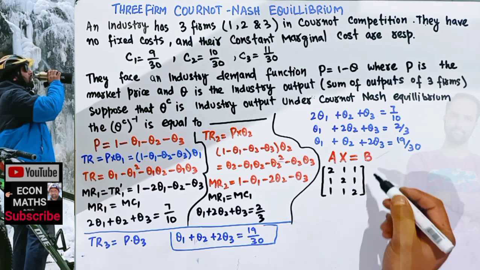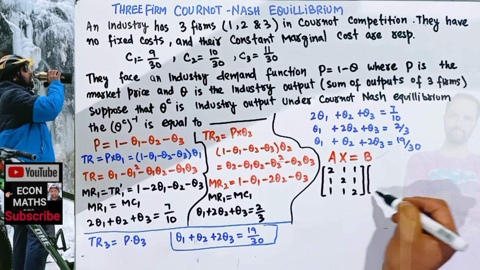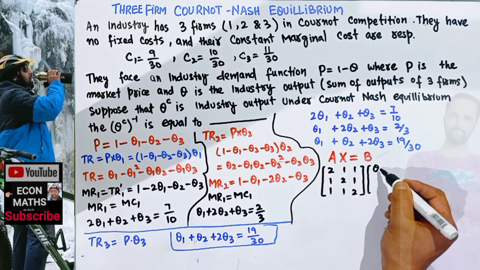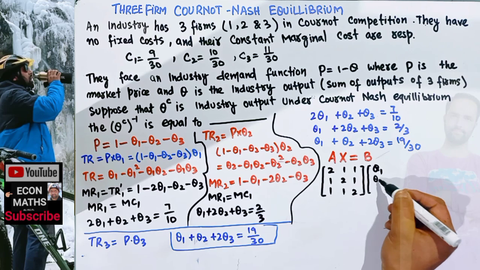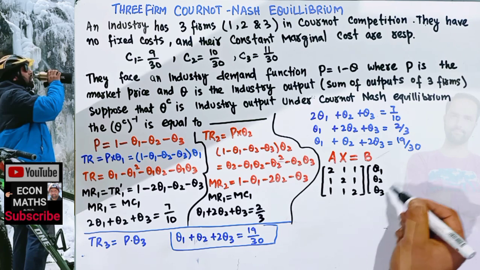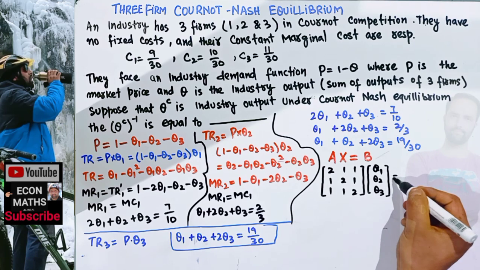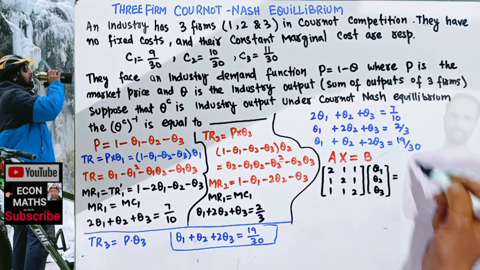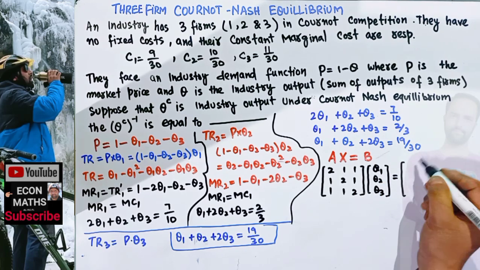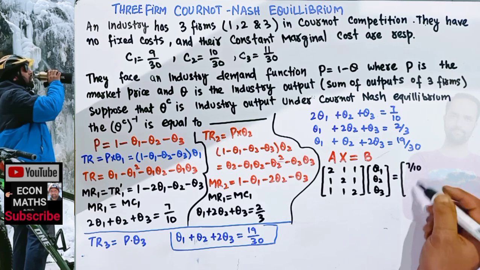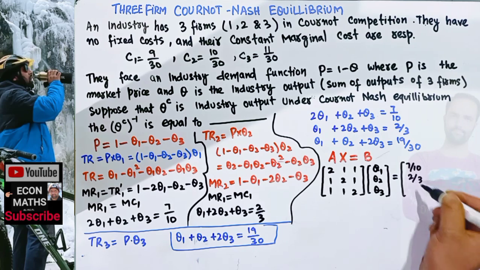X denotes the solution vector that we want to find. In place of X, that means we want to find the values of Q1, Q2 and Q3, which should be equal to the vector of constant terms here. That is, we have 7 upon 10, 2 upon 3, 19 upon 30.